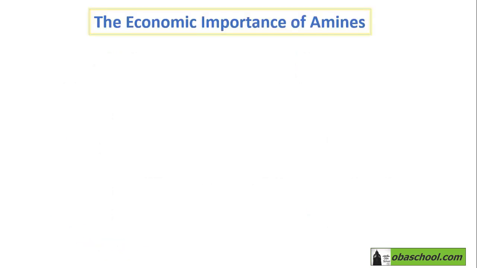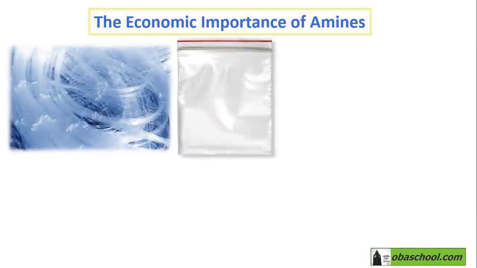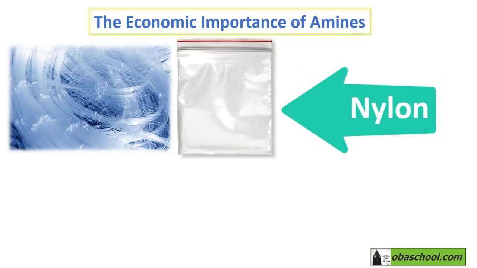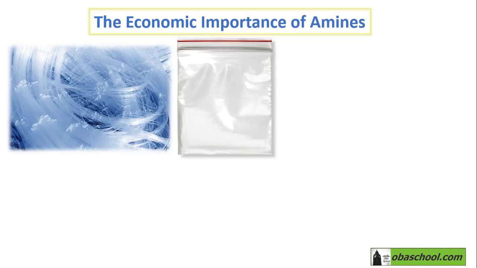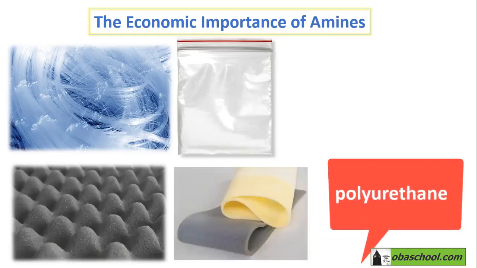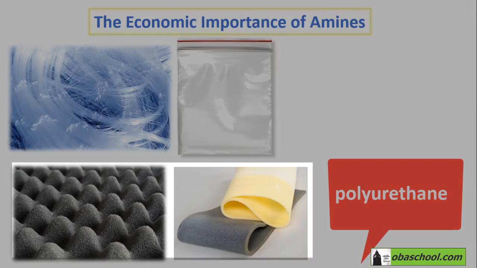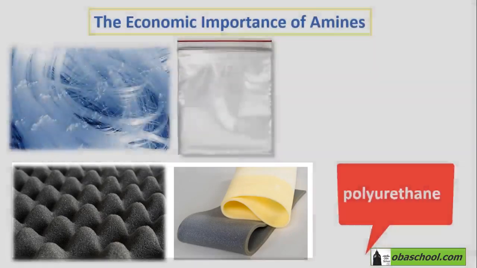The economic importance of amines. Amines are useful in the manufacture of synthetic materials such as nylon. As you see here in these two pictures, we use amines to produce such products that are made out of nylon. Also, we can use amines in the manufacture of polyurethane materials like these that you see in the pictures.